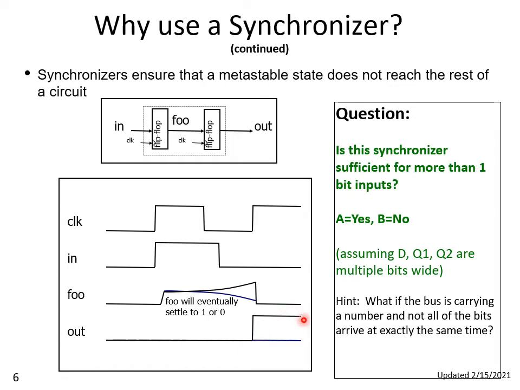the variation in the arrival of the transition at the output of the synchronizer may not be a problem at all. But I've got something a little further for you to think about, and this relates a bit to the previous slide where I had a multi-bit value. Is a synchronizer sufficient for more than 1 bit inputs? And of course, if I have more than 1 bit, I'm going to assume that I have multiple synchronizers, 1 synchronizer for each bit of the input. But even if I have multiple synchronizers, 1 for each bit, is that good enough when you have multiple bit valued inputs?